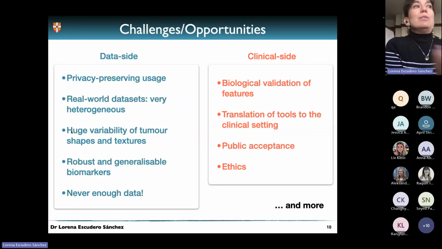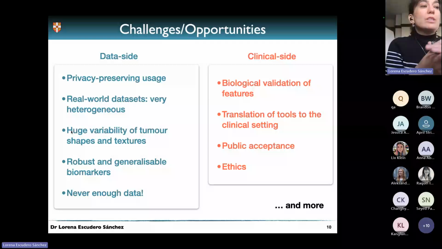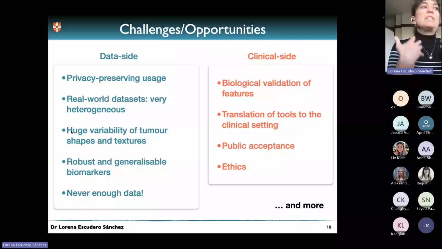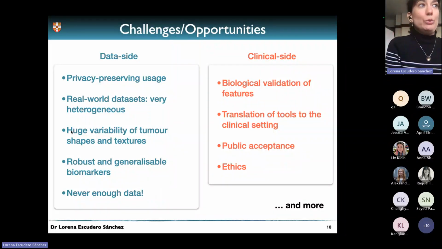On the data side, the privacy-preserving use of the images is, of course, something very important that we need to take into account, and we need to make sure that we preserve the privacy of those patients who are giving us the images to use. For example, we can use federated learning, transfer learning, and things like this.